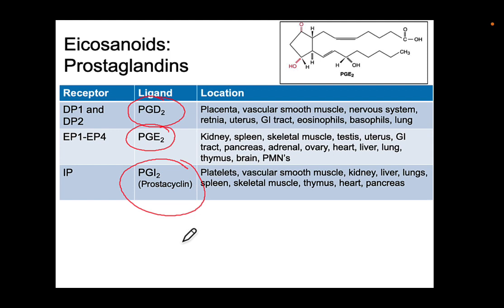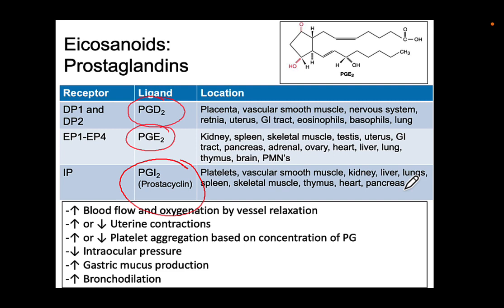Ostensibly, PGI2 is a platelet inhibitor that's found on the wall of vessels on endothelial cells, and it helps prevent abnormal blood clotting. IP receptors are also found in other areas of the body, such as the kidney, liver, lung, spleen, skeletal muscle, thymus, heart, and pancreas.